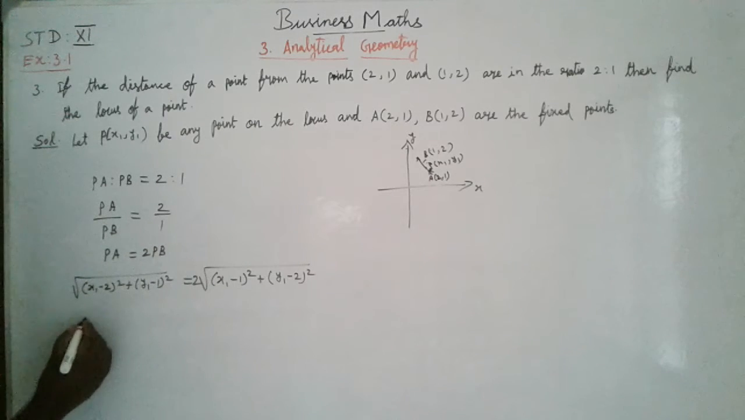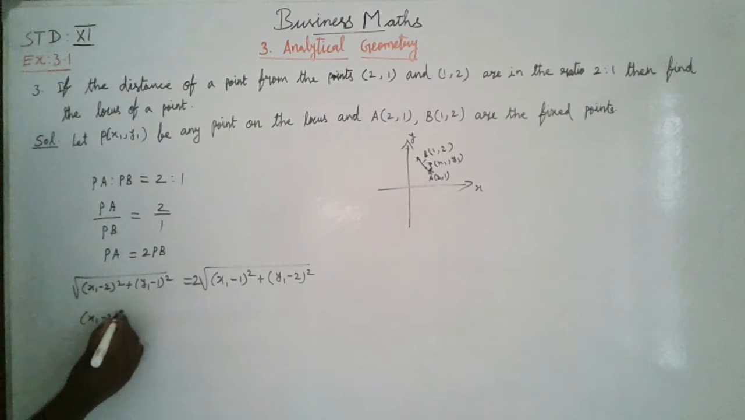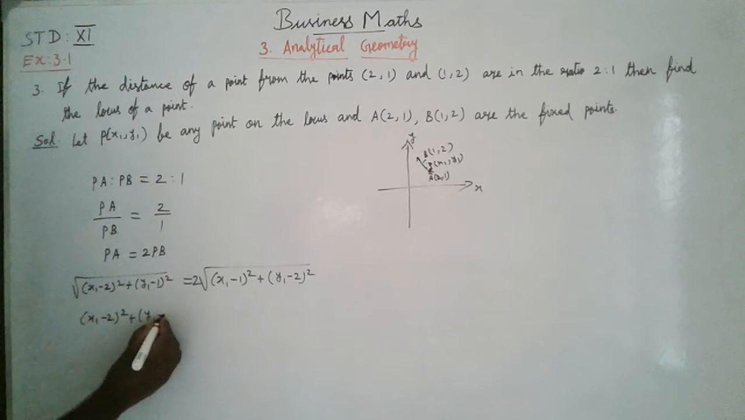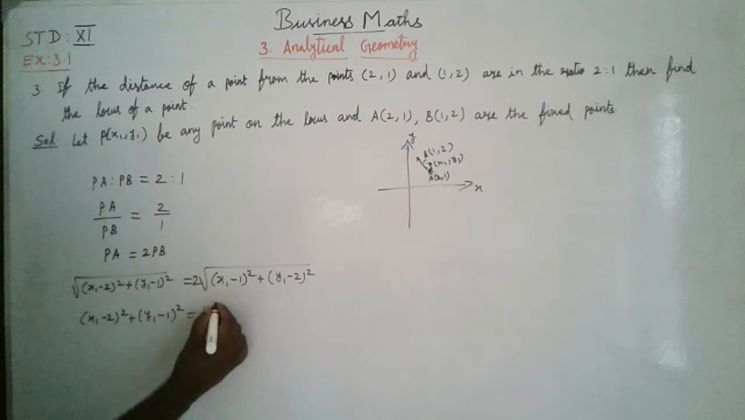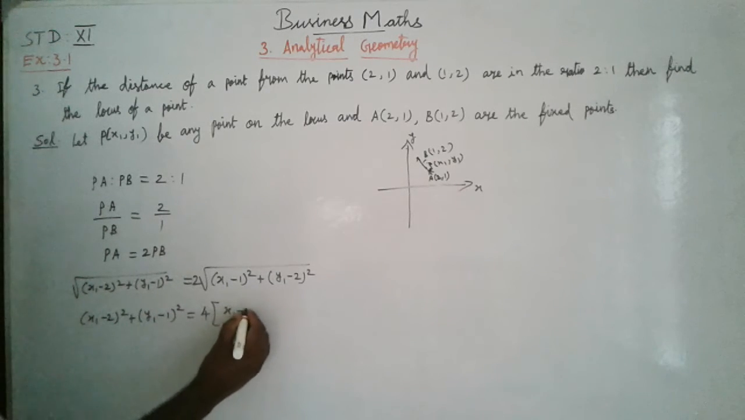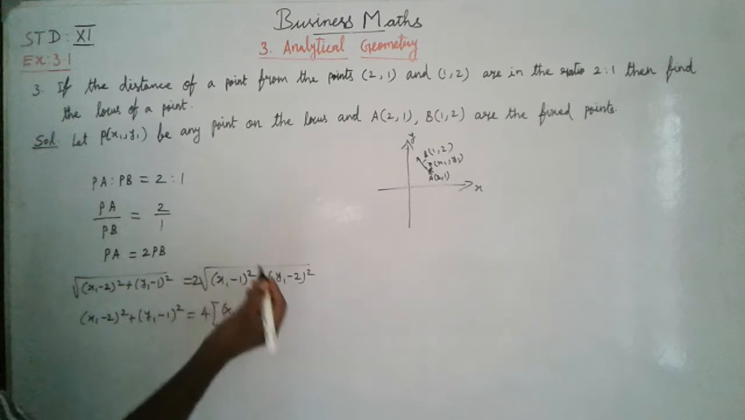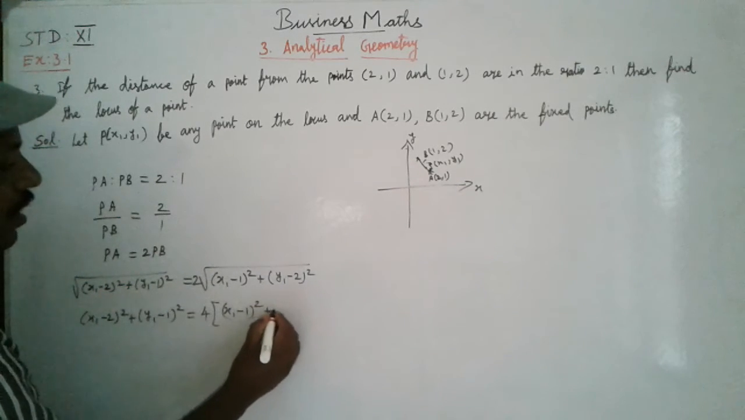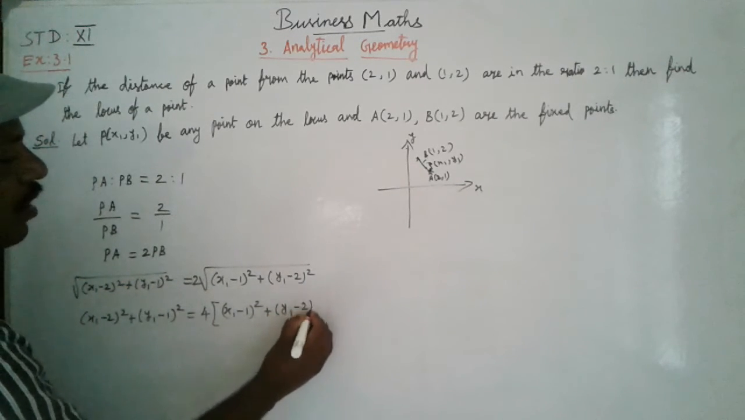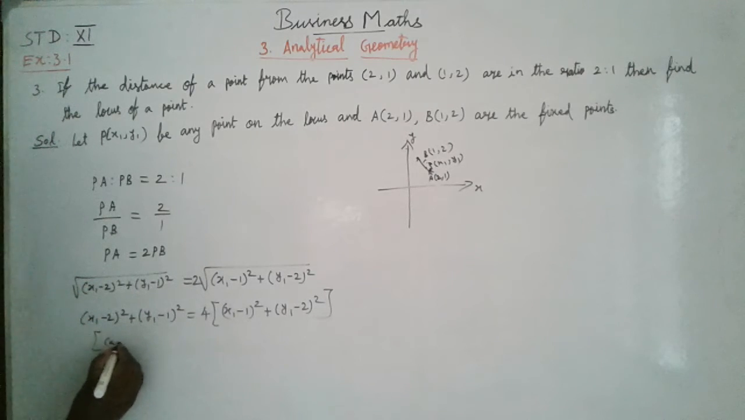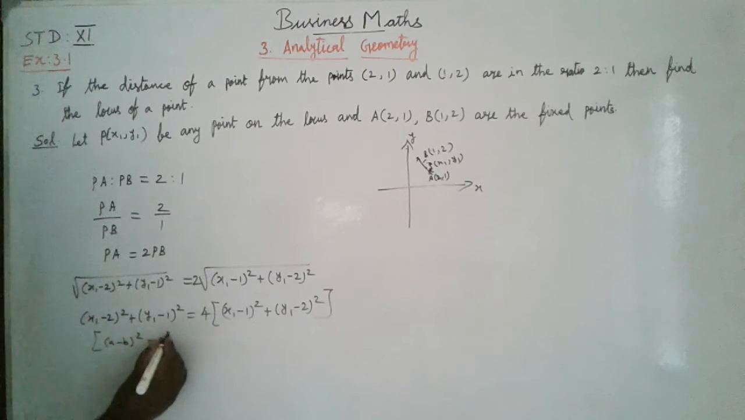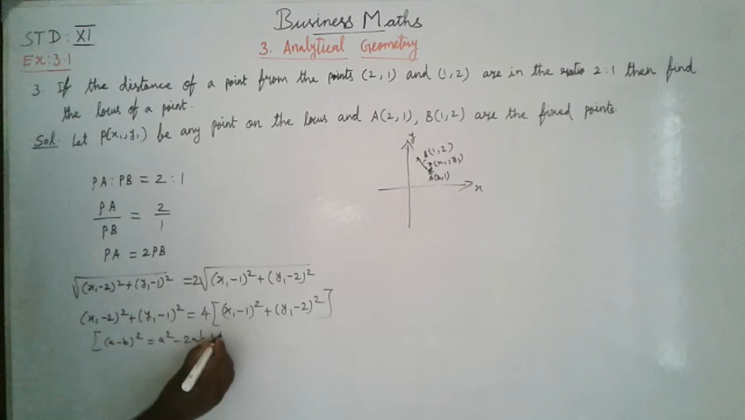the square root is cancelled. (x1 minus 2) whole square plus (y1 minus 1) whole square equals 2 square, which is 4, into (x1 minus 1) whole square, square root and square is cancelled, plus (y1 minus 2) whole square. Now we should use the (a minus b) whole square formula: (a minus b) whole square equals a square minus 2ab plus b square. This formula we should use now.